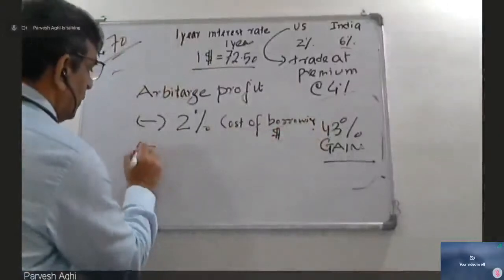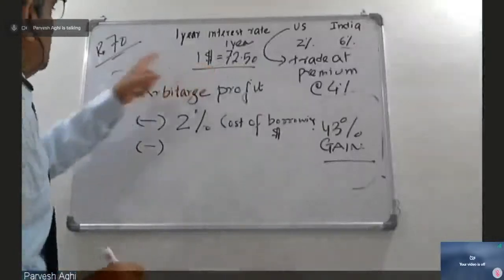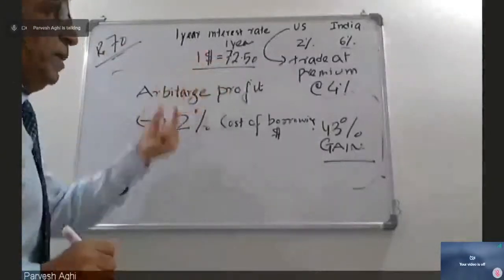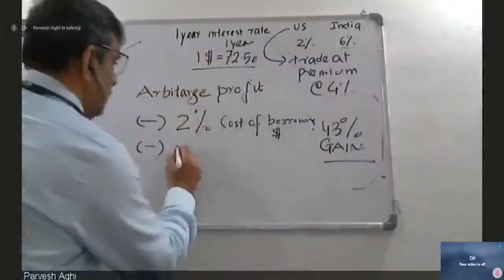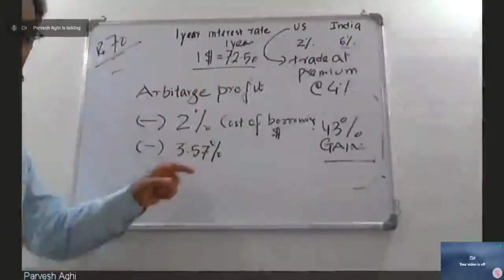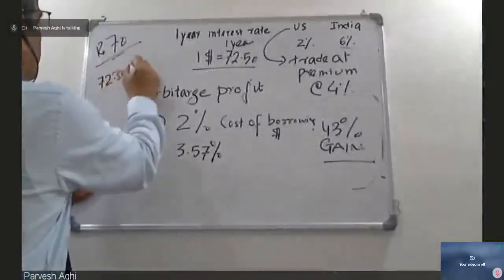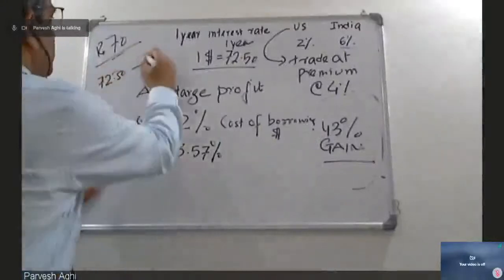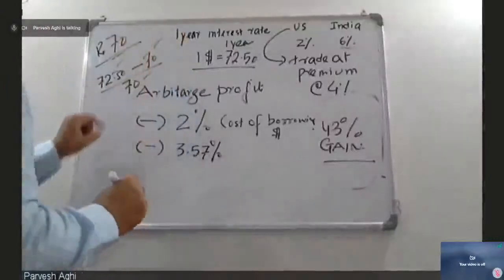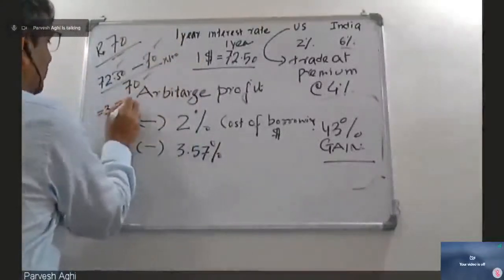Then, when you are taking your money back, the Indian currency has depreciated from 70 to 72.5, which means that you will be taking back less money in terms of dollars. So you will be taking a hit of 3.57%. I'll explain how it has been worked out. If you look at 72.5 minus 70, divided by 70, where 70 is the spot rate and 72.5 is the forward rate, and multiply by 100, you will get 3.57%.